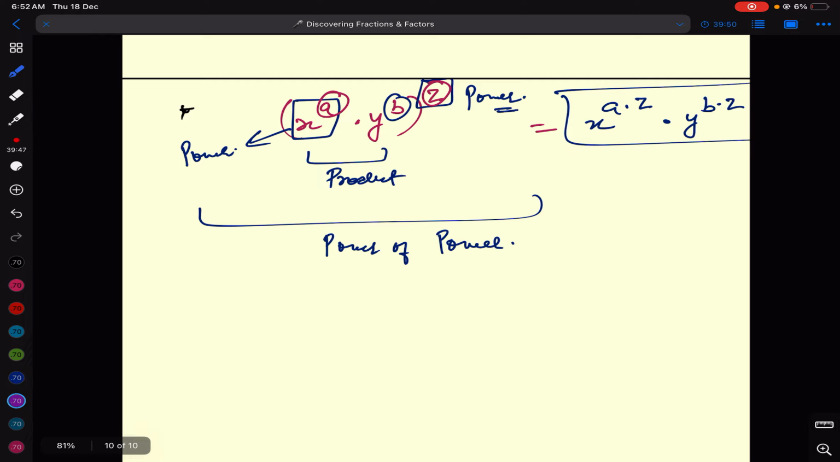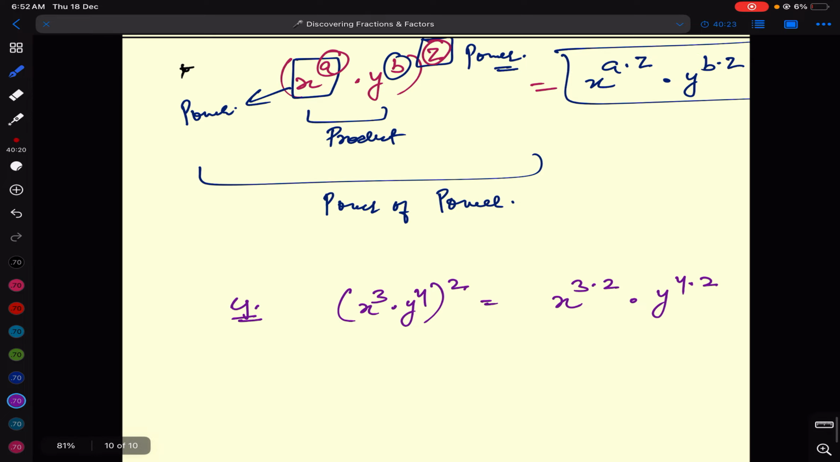Let's take an example to understand this more. Let's say you have x to the 3 and y to the 4, whole raised to 2. Now here we have a product that is raised to a power, so each factor is going to be raised to the same power. What are the factors here? x to the 3, and that will be raised to 2, and instead of writing it this way, we will write it the other way. So it will be x to the 3 times 2, and then y raised to the 4 times 2. So this will be x to the 6 times y to the 8.